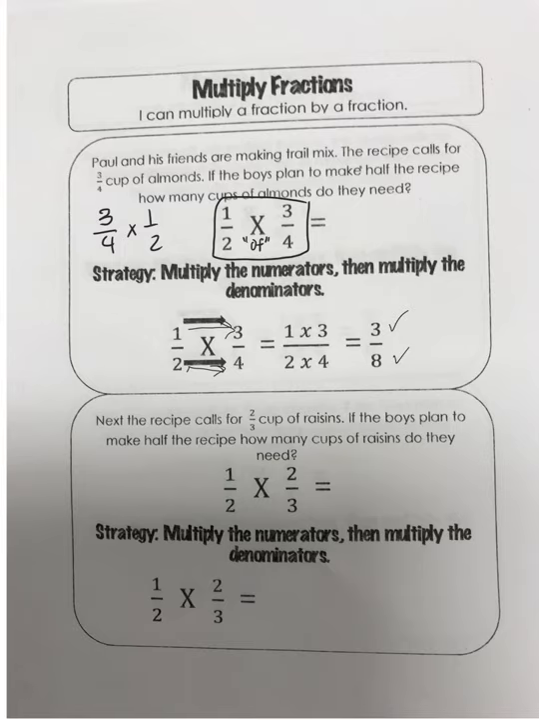Try the one on the bottom. It says the next recipe calls for 2/3 cups raisins. If the boys plan to make half the recipe, how many cups of raisins do they need? Try it on your own. So when you multiply across the bottom here, 1 times 2 is? 2. 2 times 3 is? 6. 2/6 can be simplified by dividing by 2. 2 divided by 2 is? 1. 6 divided by 2 is? 3. So they need 1/3 cups of raisins. Awesome job.